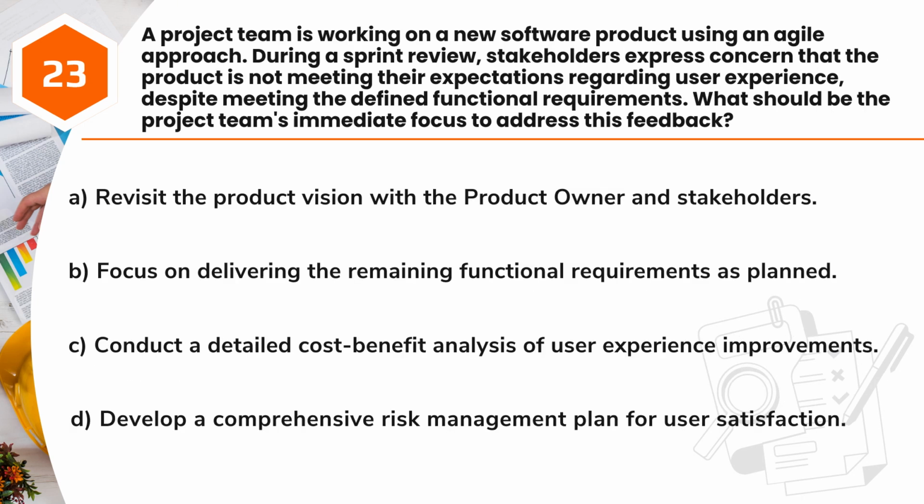Question 23. A project team is working on a new software product using an Agile approach. During a sprint review, stakeholders express concern that the product is not meeting their expectations regarding user experience, despite meeting the defined functional requirements. What should be the project team's immediate focus to address this feedback? A. Revisit the product vision with the product owner and stakeholders. B. Focus on delivering the remaining functional requirements as planned. C. Conduct a detailed cost-benefit analysis of user experience improvements. D. Develop a comprehensive risk management plan for user satisfaction.